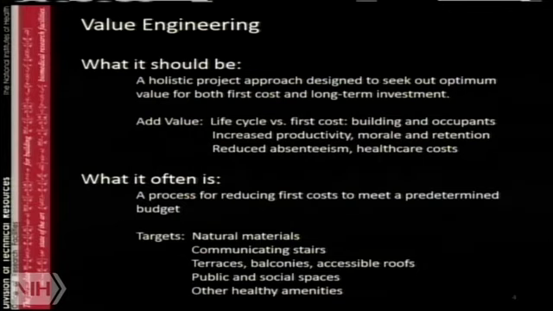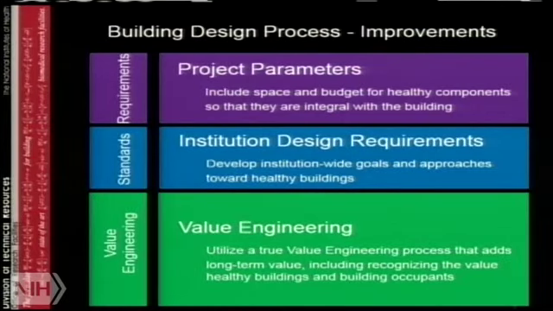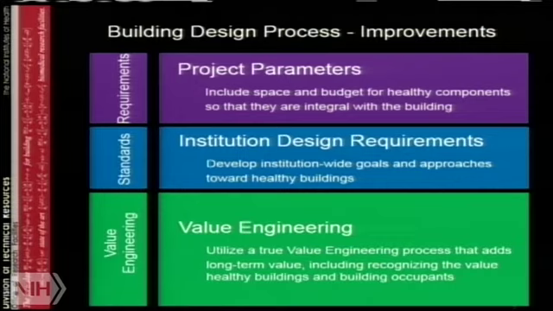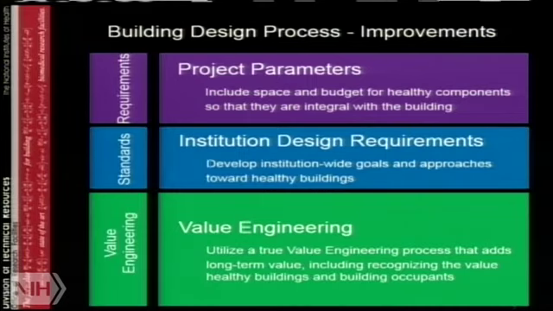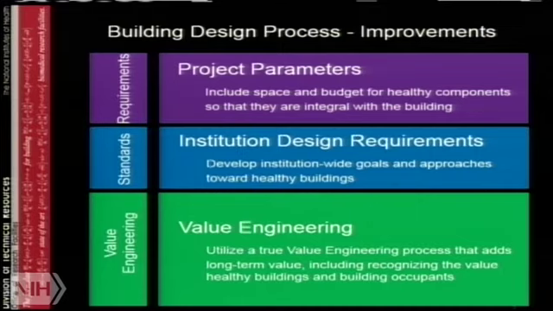So what can you do about it? What we would propose, what we work toward, is an improved building design process. And what we have to do is, project parameters should include spaces and budgets for healthy components. If it's not written there that the cost and the budget for these healthy amenities have to be in the project parameters from the beginning, it has to be integral with the building. If it's not integral to the building, it will be value engineered out. If it is integral with the building, it'll survive.